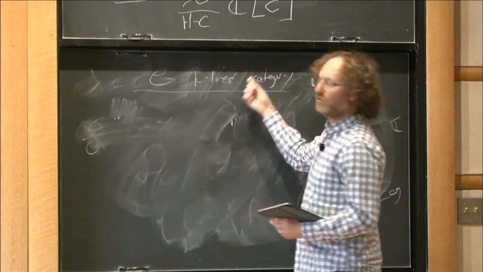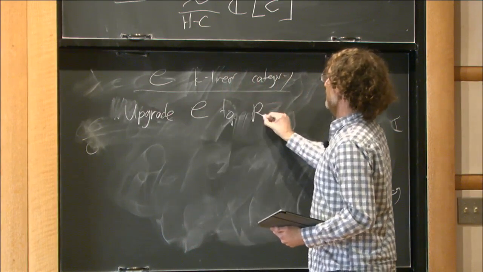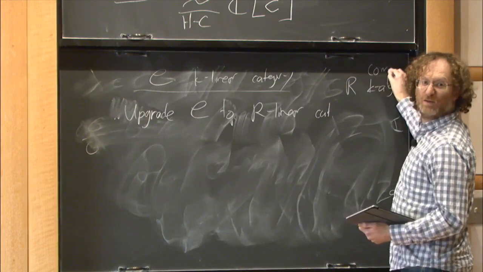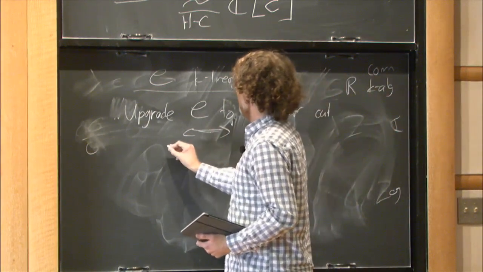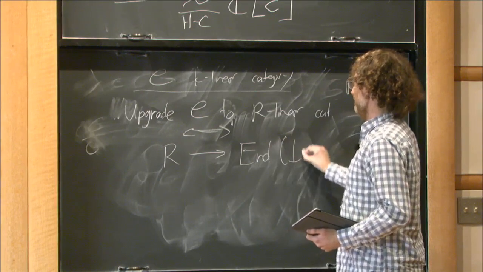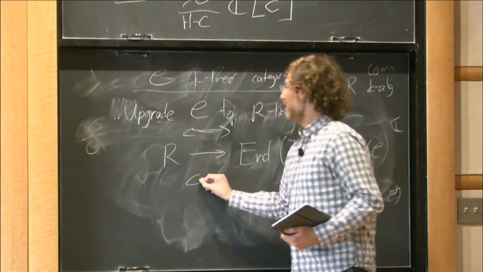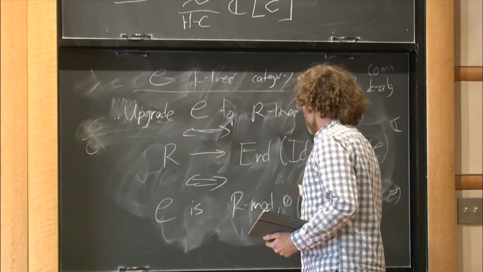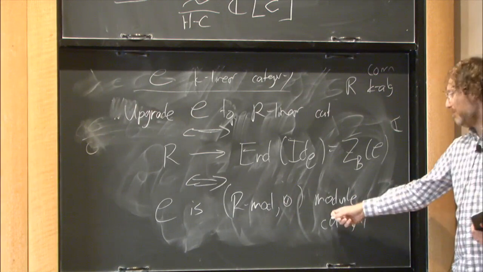So the claim is there are several structures I can give on C that are equivalent. I can upgrade C to an R-linear category, where R is some k-algebra, say R is a commutative k-algebra. So you can ask, what does it mean to be linear over a base? I could say I can upgrade C to an R-linear category, or I could say a map from R to the Bernstein center, the endomorphisms of the identity functor of C, which is kind of the Bernstein center of C. Or I could say C is an R-mod module category. So I could take C and tensor objects of C by modules for R.